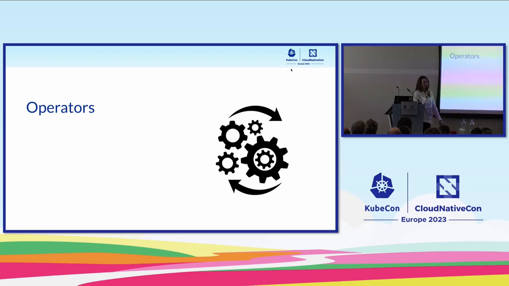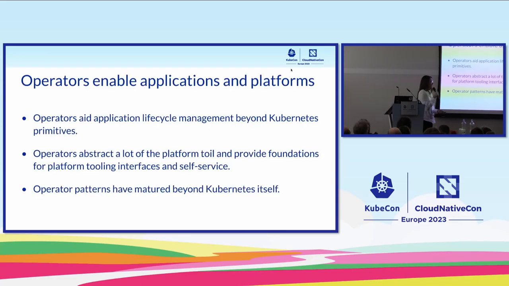Thank you, Josh. Hi, everyone. I'm going to talk quickly about operators and how they aid platforms and applications. As you know, on Kubernetes, the primitives like deployments, pods, and replica sets are like operators behind the scenes. The operator pattern came to provide developers and platform engineers with ways to customize that, creating custom resources and controllers to manage those resources in the same way as you manage a deployment. That abstraction also allowed platform toil to be reduced with the same kind of automation as you would do for application lifecycle management. And over the years, these operator patterns have evolved so much that they matured beyond Kubernetes itself.